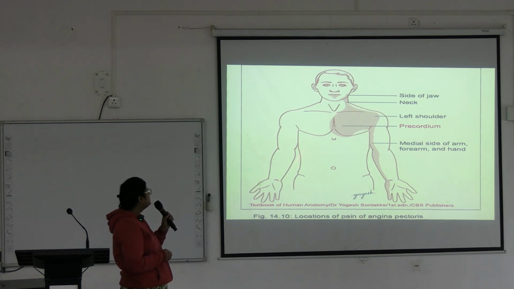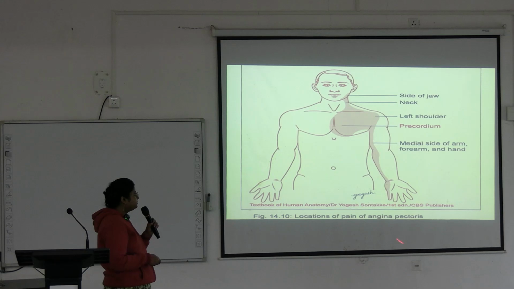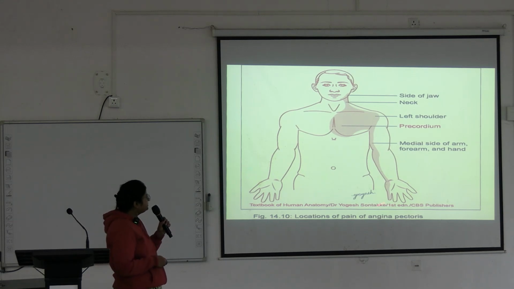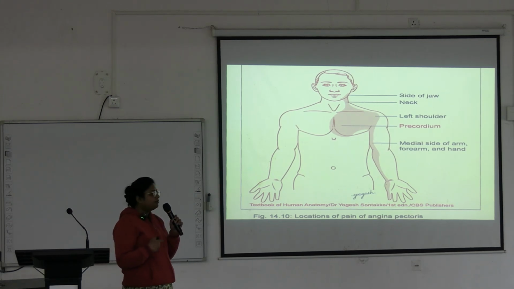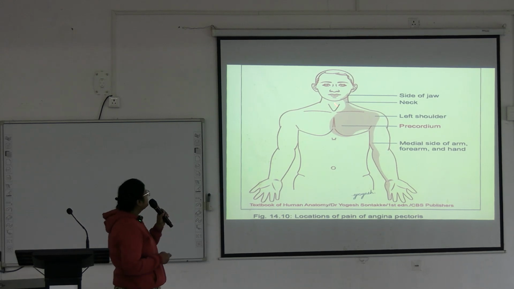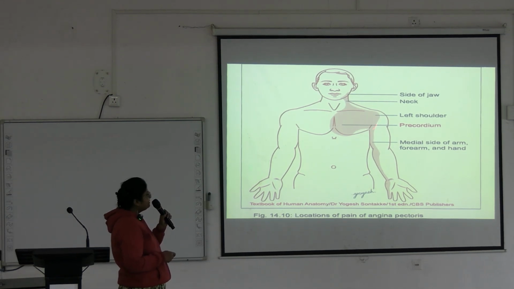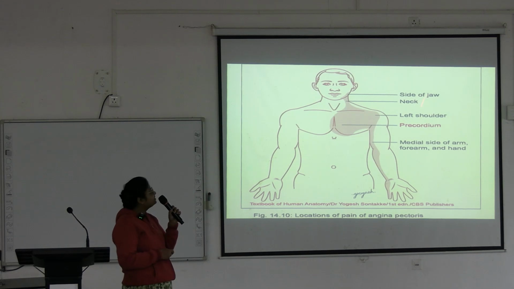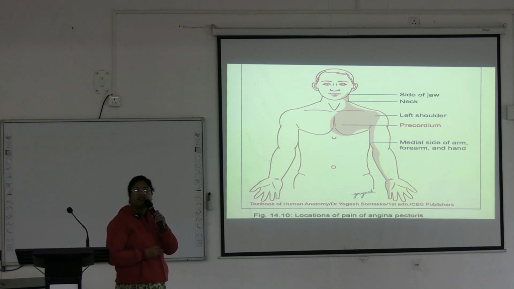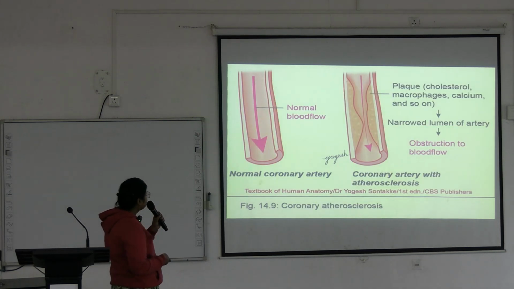Okay, so this is the location of pain in angina pectoris. Angina pectoris means ischemia due to blockage in the coronary arteries. It extends in the left part of the chest, extends to the medial side of the arm, forearm, and it can extend up to the finger, and also extends to the left part of the neck and left shoulder. Okay, this is the extent of pain in blockage of the coronary artery, angina pectoris.